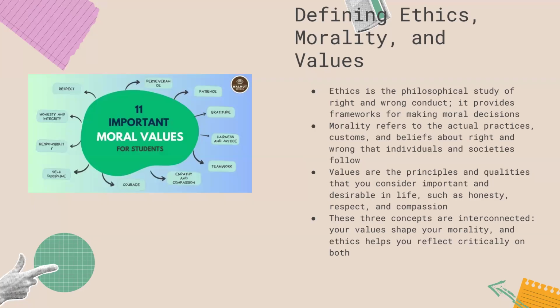Okay. On the left side, you can appreciate that we have 11 important moral values: respect, honesty and integrity, responsibility, self discipline, courage, empathy and compassion, teamwork, fairness and justice, gratitude, patience, and perseverance. So these are some common values that most of the students have. Now I ask you, which of these values do you have?